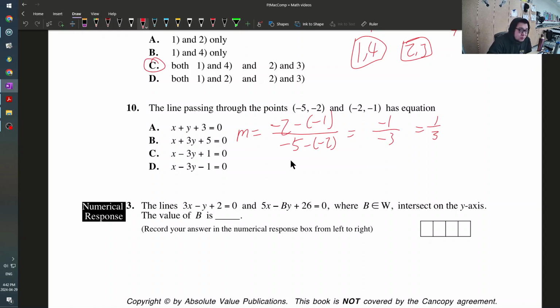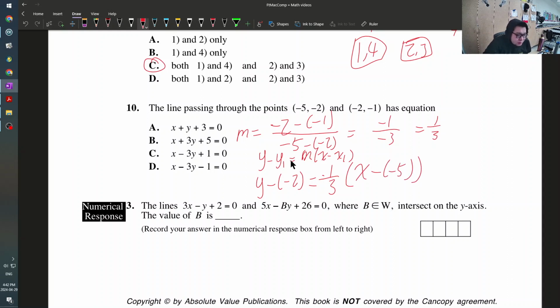And then let's use the point-slope form. y minus y1 is equal to m times x minus x1. So we can just use whichever point we want to use. So y minus y1, let's just do y minus negative 2, is equal to m, which is 1/3, times x minus x1.